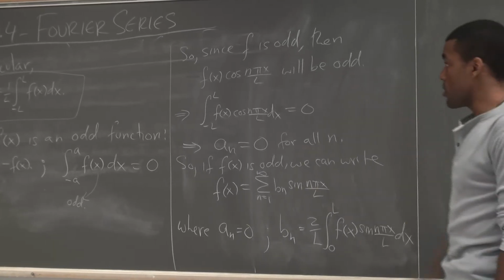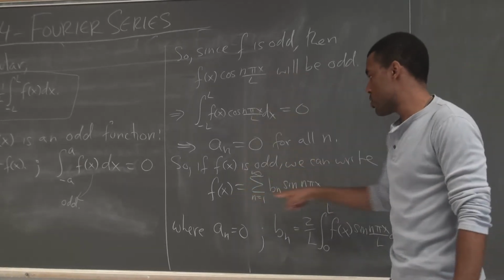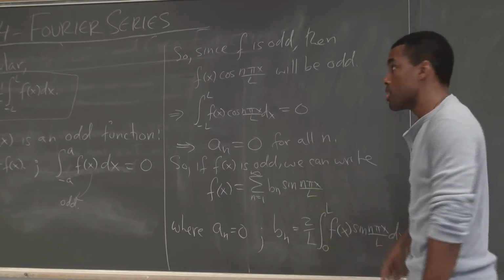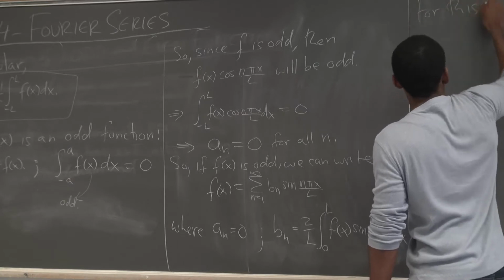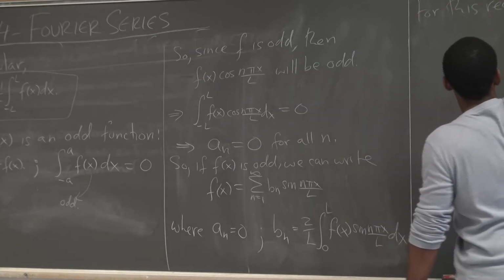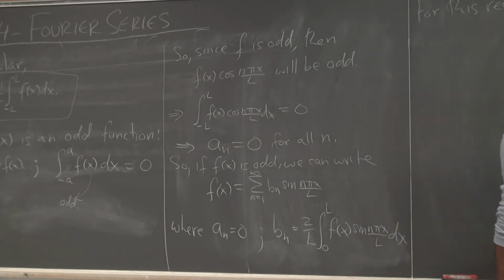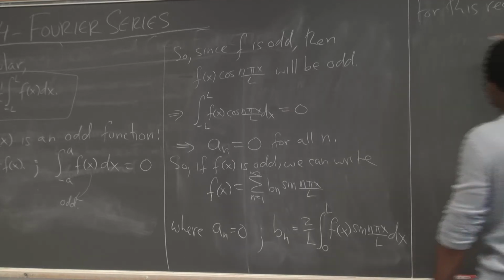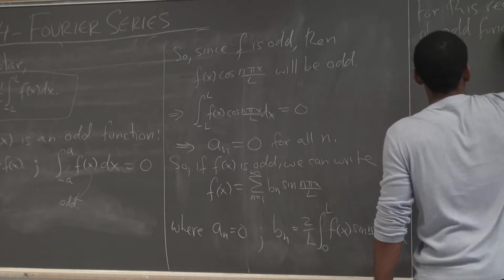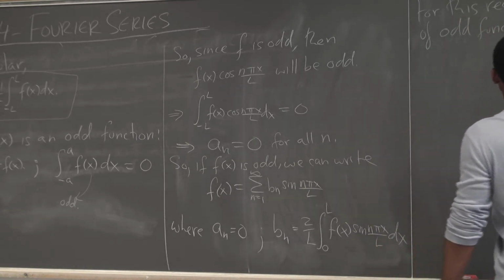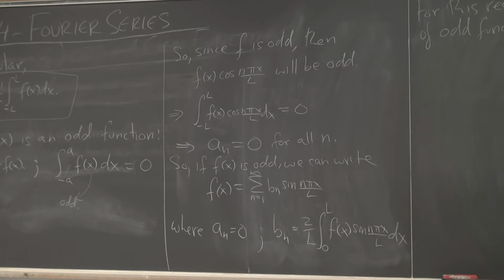So notice here, if your function is odd, its Fourier series will only have the sine terms, right? For this reason, the Fourier series of odd functions are called sine series.